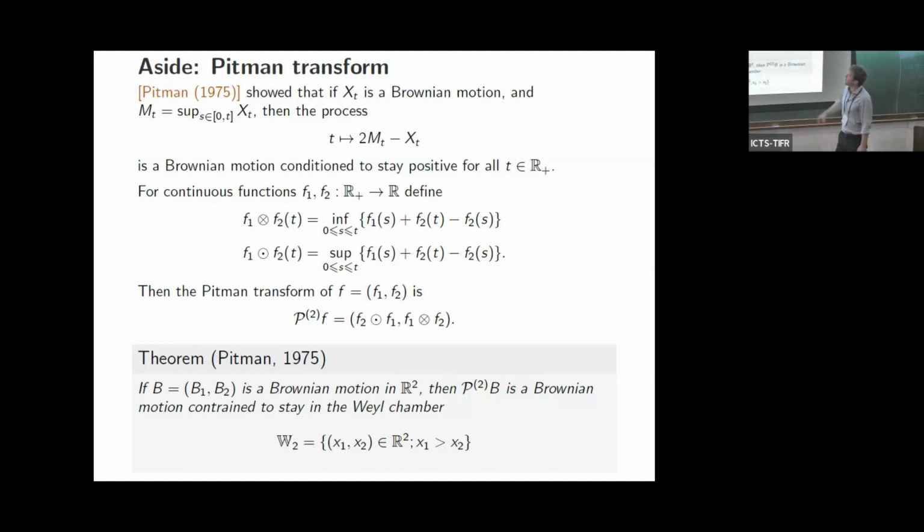Okay, so I introduced these operations on f1 and f2 in order to generalize. Before I generalize, I want to make a connection between the Pitman transform and box-ball systems.